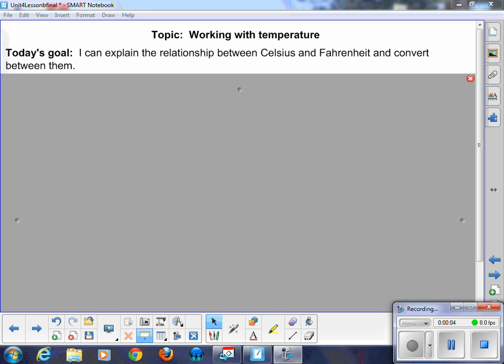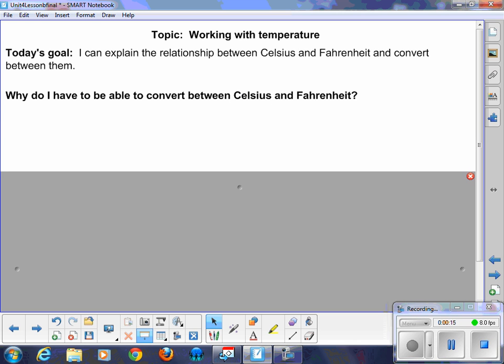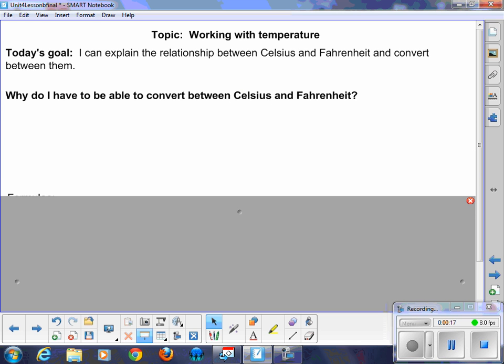Today we're looking at working with temperature. So, your goal: I want you to be able to explain the relationship between Celsius and Fahrenheit, and then be able to convert between them. So the first question is, why do we have to convert between Celsius and Fahrenheit?